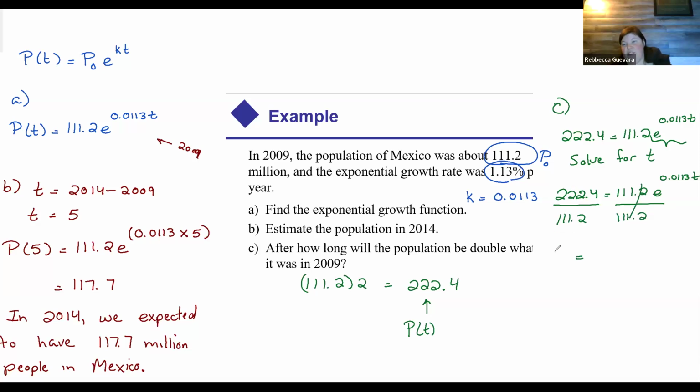What that leaves me with on this side is just 2, and I'm going to have e to the 0.0113t. Going back to some of the ways we were handling this, we can't just solve with the 2 sitting there, since the variable is in an exponent of the natural base. But because I have this base e here, I can take a natural log of both sides.